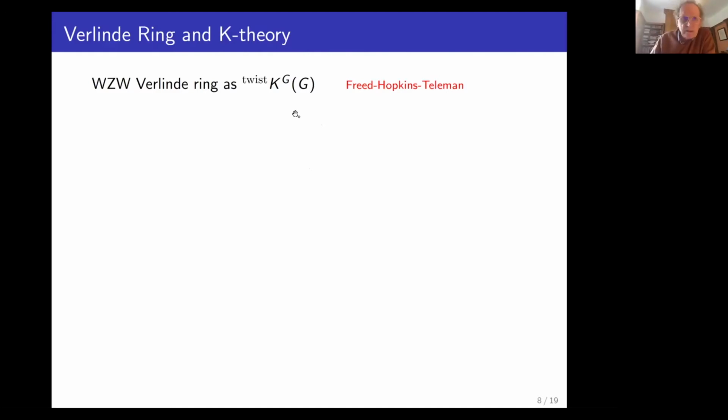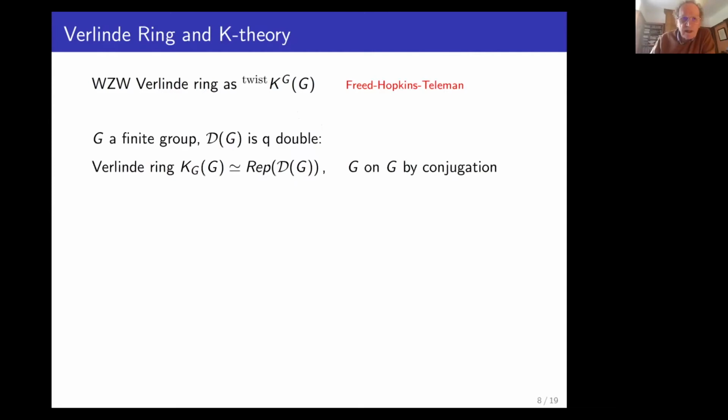So twisted K-theory certainly plays a role for these compact Lie groups, but it's also there for finite groups. And in that case, the Verlinde ring, the representation theory of the double of the group, is again given by the K group of G on G by conjugation. I want to give some indication of that.